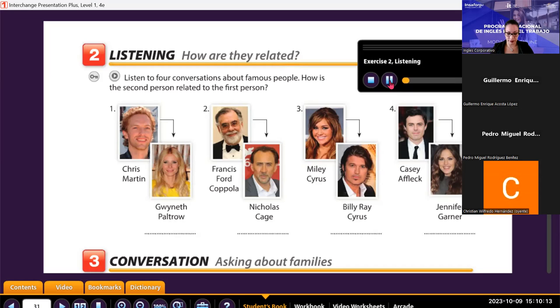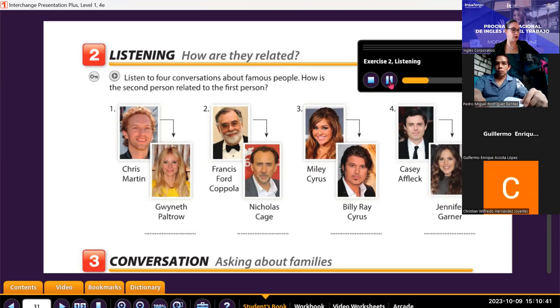Okay. Unit 5. I come from a big family. Page 31, exercise 2, listening. How are they related? Listen to four conversations about famous people. How is the second person related to the first person? 1. Who are you listening to, Adam? Oh, it's Coldplay. They're my favorite band. Chris Martin has a cool voice. Yeah, they're pretty good. Do you know who his wife is? His wife? No. The actress, Gwyneth Paltrow. They make an interesting couple.